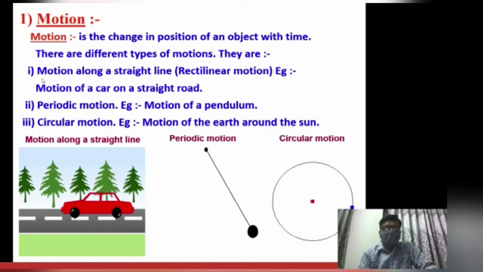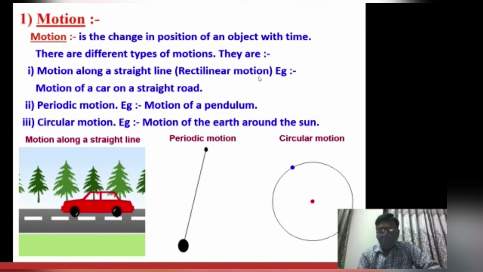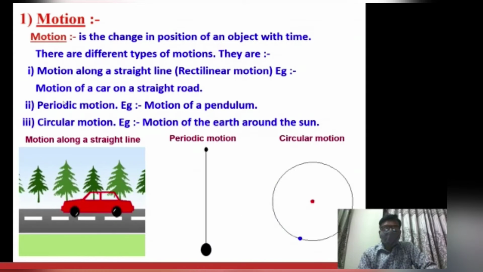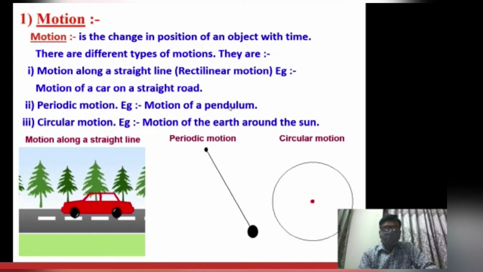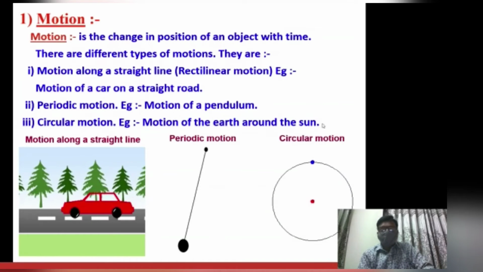They are: number 1, motion along a straight line. It is called rectilinear motion. Example, motion of a car on a straight road. Number 2, periodic motion. Example, motion of a pendulum. Circular motion. Example, motion of earth around the sun.